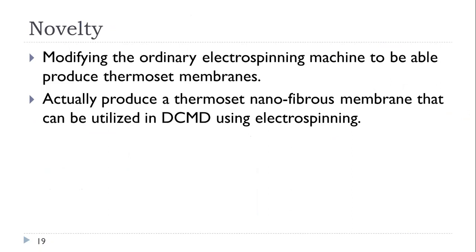Basically, we are modifying a pre-existing machine into a machine that can produce membranes of different properties with different kinds of polymers, which is thermoset polymers, to produce thermoset membranes. Actually producing the thermoset membrane, characterizing it, and using it in DCMD is a new idea, and it's a novel idea.